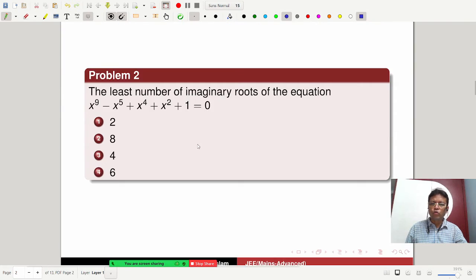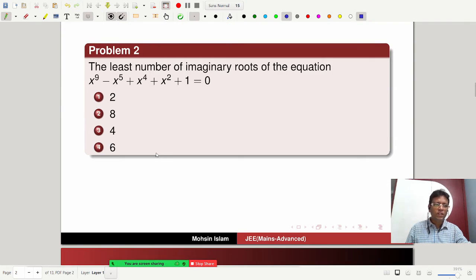So let's go to number 2. Number 2 is the least number of imaginary roots of the equation x^9 - x^5 + x^4 + x^2 + 1 = 0. You want the least number of imaginary roots of this equation: 2, 8, 4, 6, these are the options. Now I will use Descartes' rule of signs. I will use Descartes for finding the rough estimation of the real and imaginary roots.